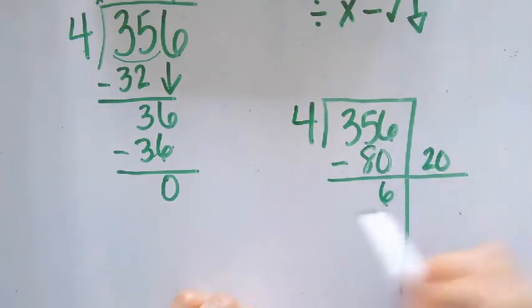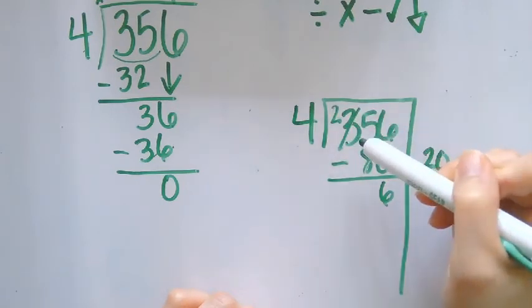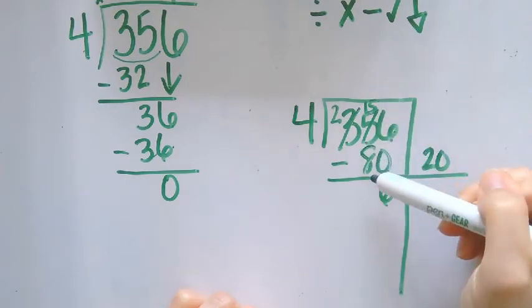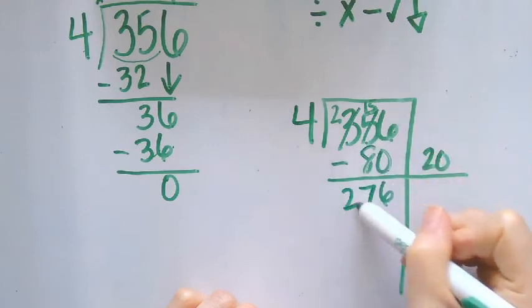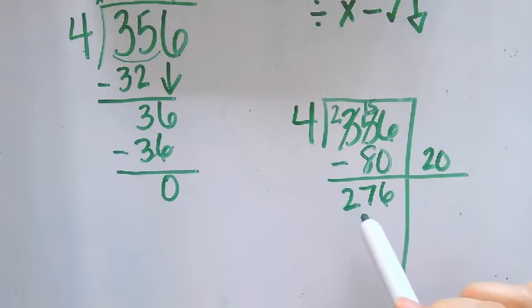5 minus 8, I can't do that, so I have to go next door and borrow some more. 3 becomes a 2. 5 becomes a 15. 15 minus 8, I can do that now. 15 minus 8 is 7. 2, just bringing it down. All right, so now I'm going from 356 to 276.